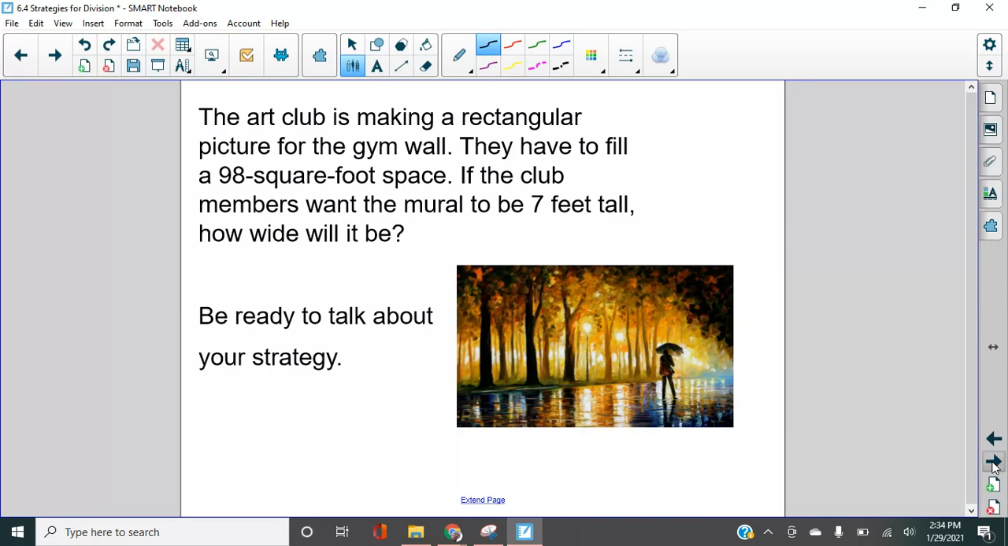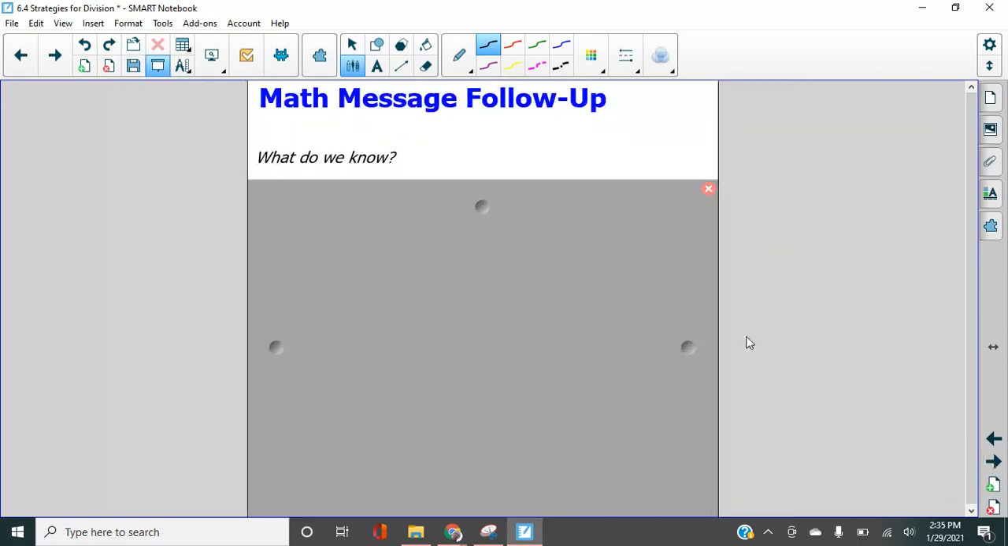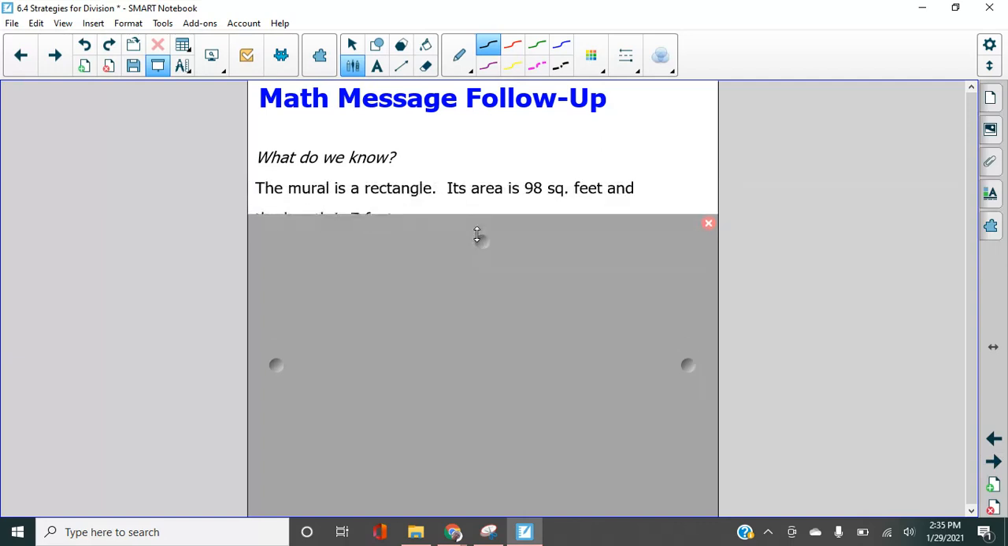All right, let's see. What did you get for your answer? And then how did you get that? All right, let's talk about strategies here. In this problem, what do we know? Well, we know two things. We know the mural is a rectangle and it is 98 square feet and the length is 7.